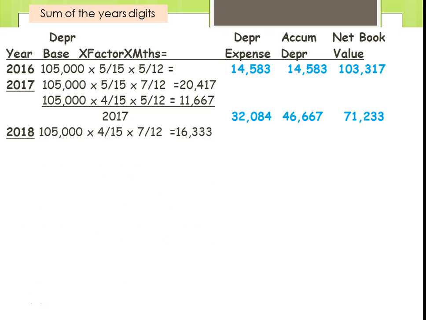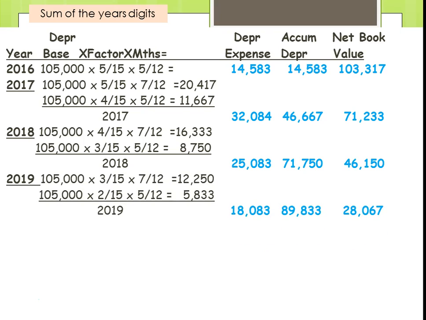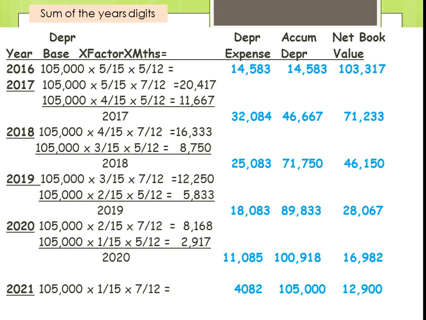We're going to carry forward that 4/15 for 7 months, and then we're going to use the new factor, fraction of 3/15 times the 5/12 for the remaining of the year, giving us a total depreciation of 25,083. We're going to do the same thing for 2019, and then for 2020, and then for that last year, we're going to take 1/15 at the remaining 7/12.